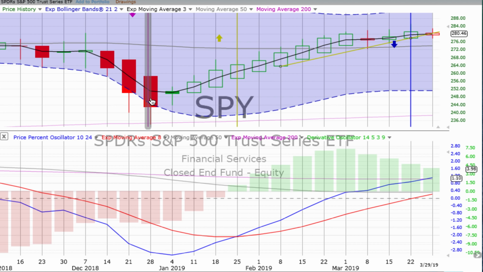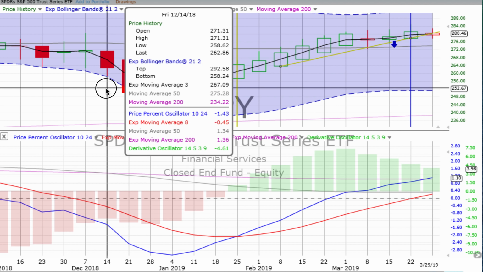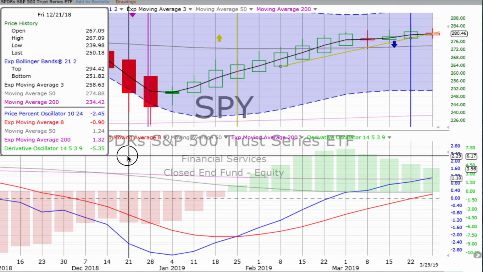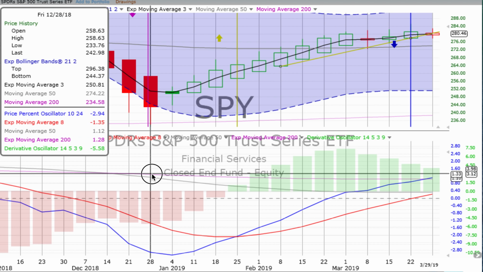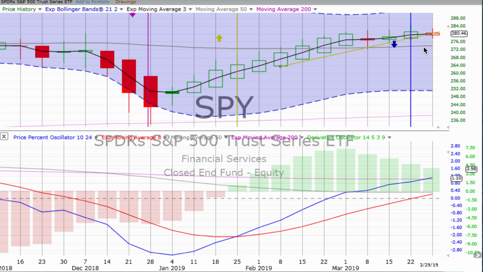It doesn't look anything like the three crows we saw heading down back on the weeks ending the 14th of December of last year, the 21st and the 28th. This is not that. It is, again, indecision, tending down, and we can see that price has moved trying to move through that weekly trend line, derivative oscillator losing momentum, but that all-important price percent oscillator still moving up.